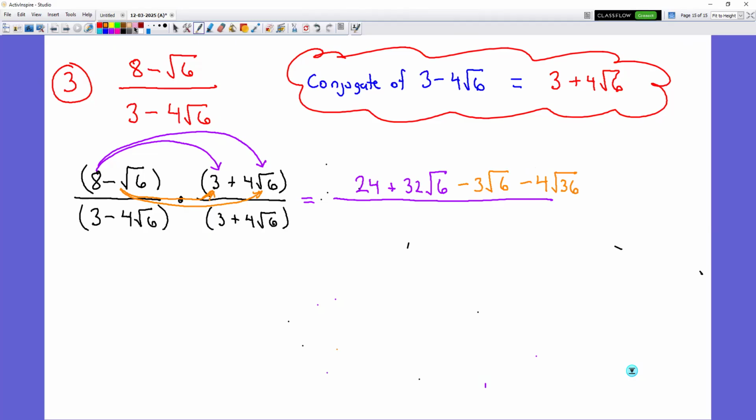Now, I'll go through it, but remember, when you multiply an expression by its conjugate, the middle part is going to disappear. So I'm going to skip the middle part, and all we have to do is multiply 3 times 3, the first and the first. So 3 times 3, of course, is going to be 9. And then, because these are conjugate pairs, we can multiply the negative 4 square root of 6 by positive 4 square root of 6. Okay, that's all we have to multiply.